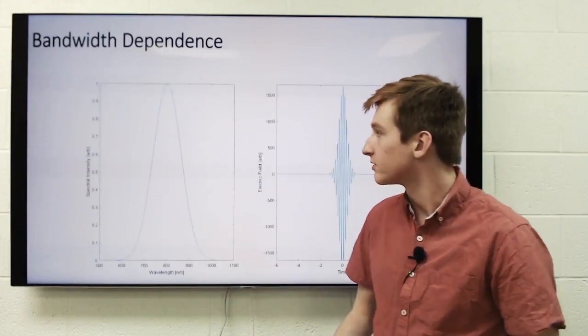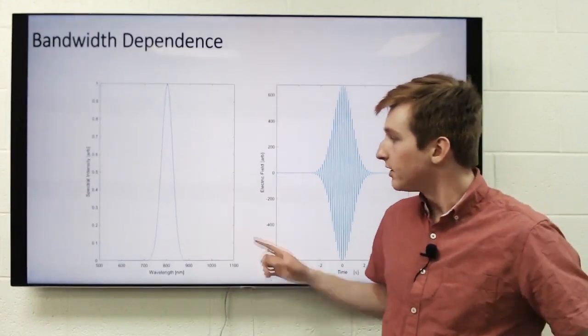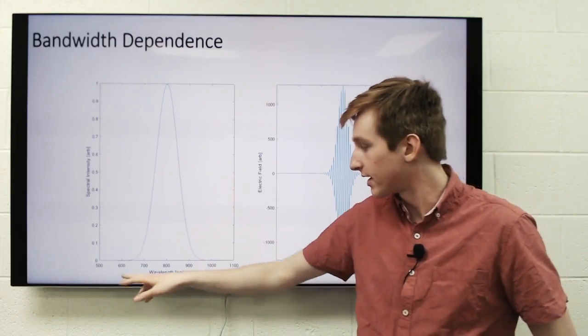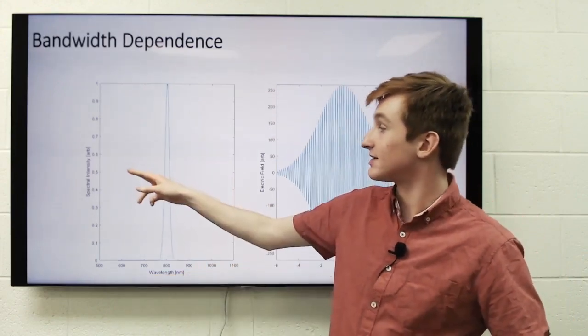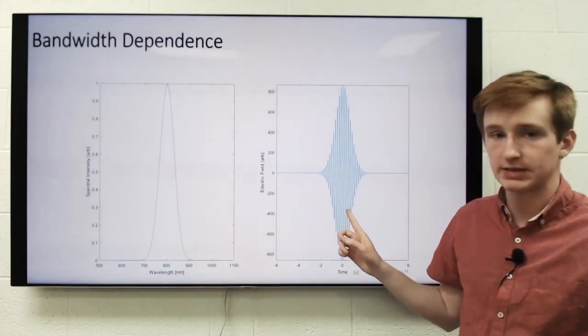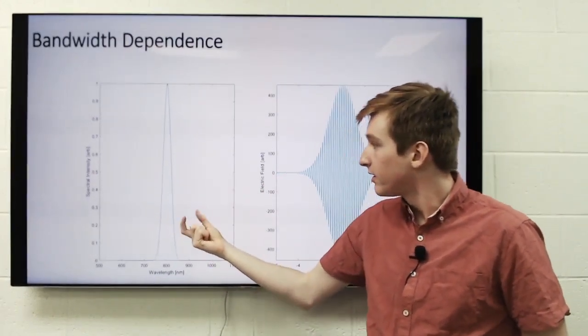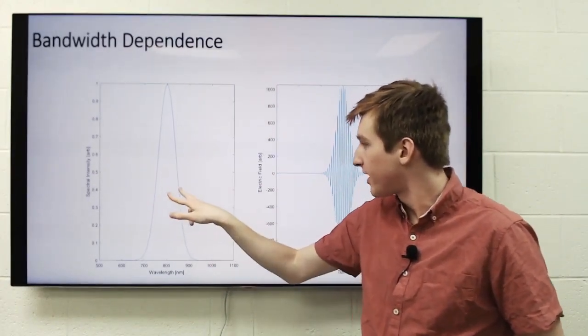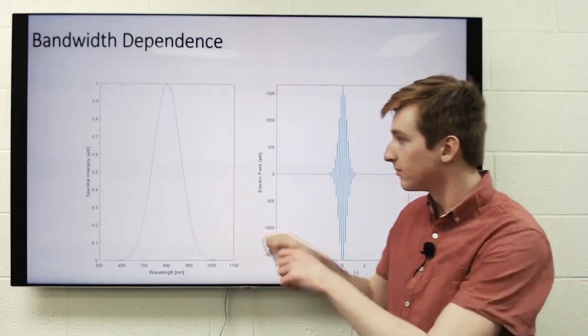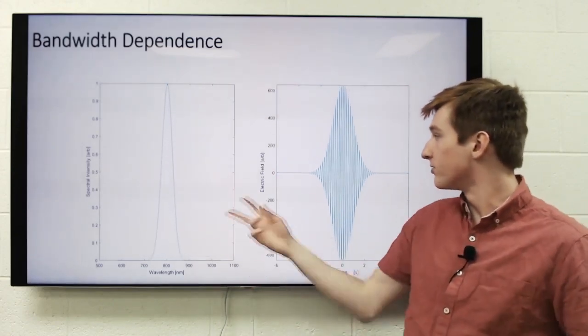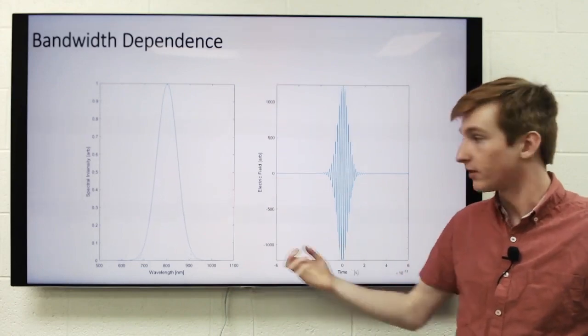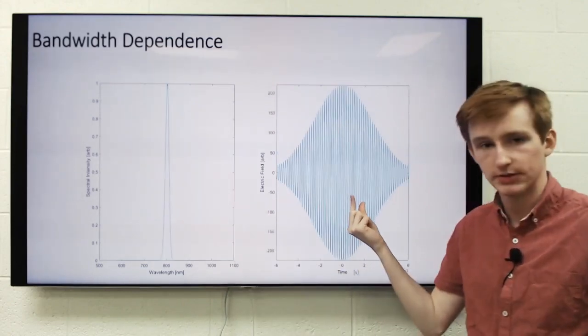And here's a nice little graph that shows this. So here on the left is the intensity spectrum. The x-axis is wavelength and the y-axis is intensity. And on the right is the pulse in time, the electric field of the pulse in time. And as you can see, we're growing the bandwidth, the full width half max of this intensity spectrum. We're including more and more wavelengths. And as we do that, the pulse is shrinking in time. So a broader bandwidth leads to shorter pulses.